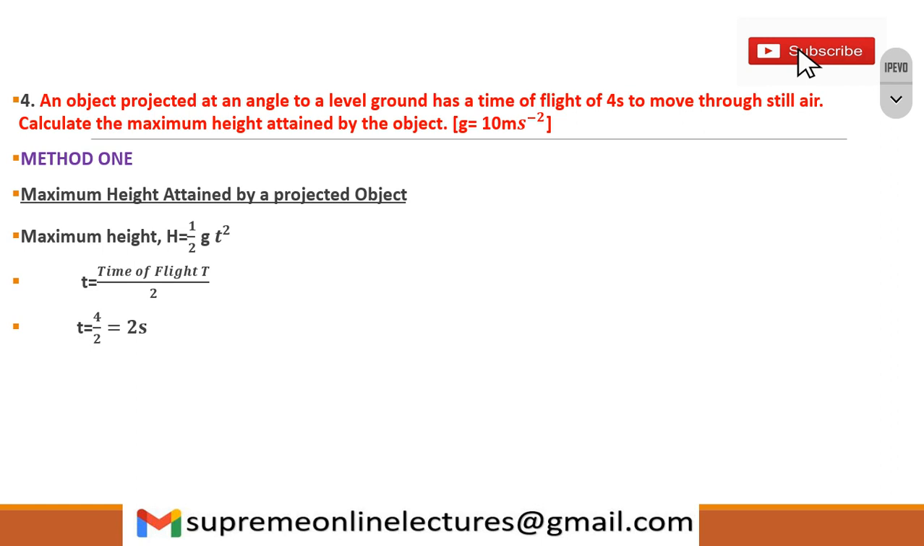So that's when we are going to substitute. We have small t equals 2 seconds, and g is given already. Now substitute the value of g, and then small t, which is 2, as you have seen on the screen. When you do that, you get a final answer of 20 meters.